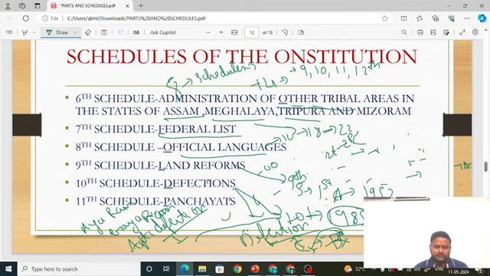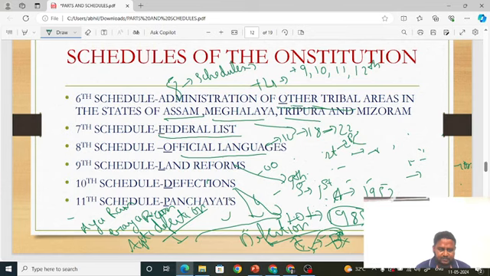Okay friends, similarly, I told you we had only 8 schedules at the commencement of the Constitution, that is 26 January 1950. The remaining 4 schedules were added through amendments. I told you the 9th Schedule through the first amendment and the 10th Schedule through the 52nd Amendment of 1985. The 11th Schedule was also added through the 73rd and 74th Amendment.